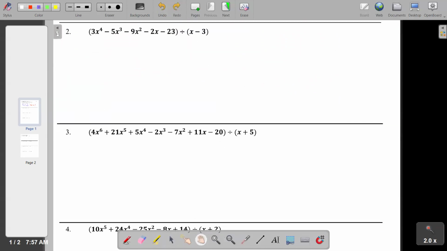Number 2, second verse, same as the first. We're going to go 3, negative 5, negative 9, negative 2, negative 23. And what are we going to synthetically substitute? Positive 3.